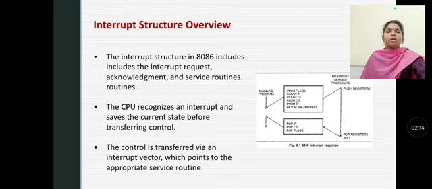Interrupt structure overview. First one, the interrupt structure in 8086 includes the interrupt request, acknowledgement, and service routines. The CPU recognizes an interrupt and saves the current state before transferring control. The control is transferred via an interrupt vector which points to the appropriate service routine.